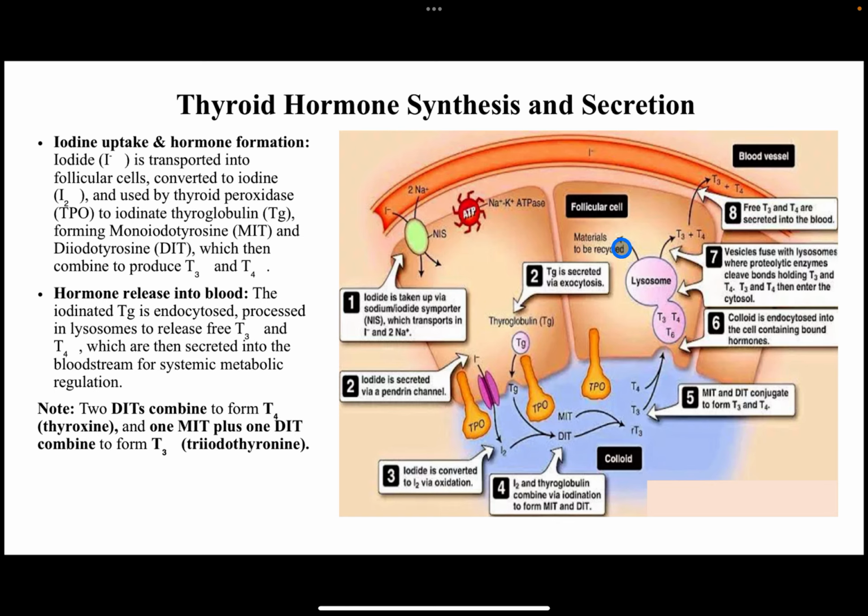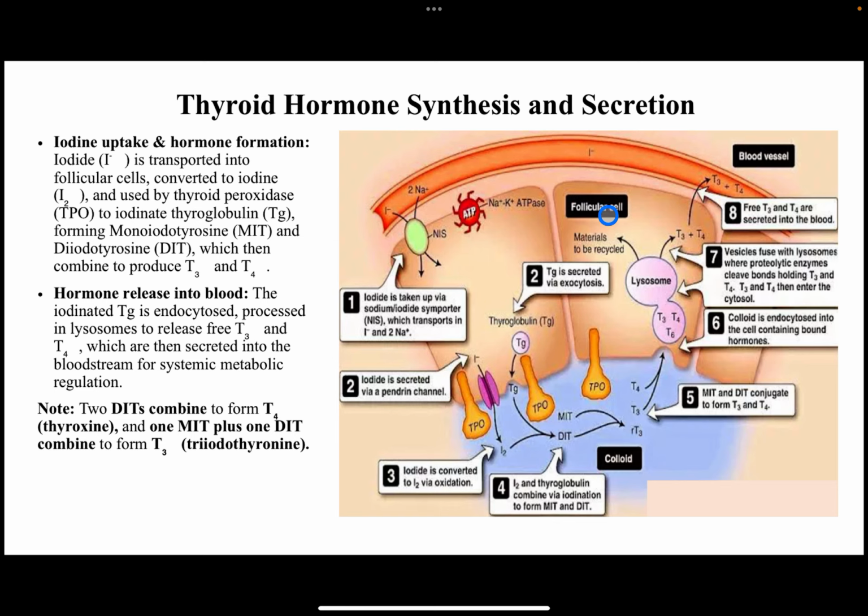Now it's about to enter the follicular cell. Around the follicular cell, we have a channel that we call the iodide sodium symporter. The iodide takes advantage of this channel and enters the follicular cell. Once it enters, we have an enzyme in the follicular cell called TPO, the thyroid peroxidase. This TPO helps convert the iodide into iodine. Then now we have iodine in the follicular cell.